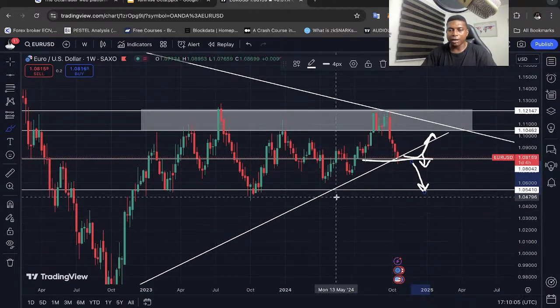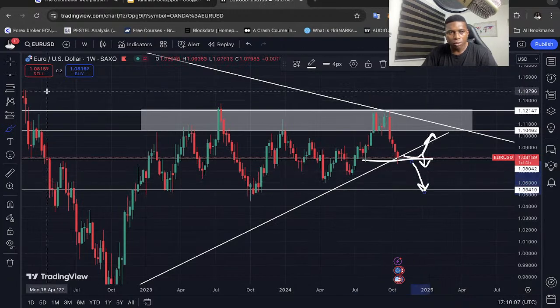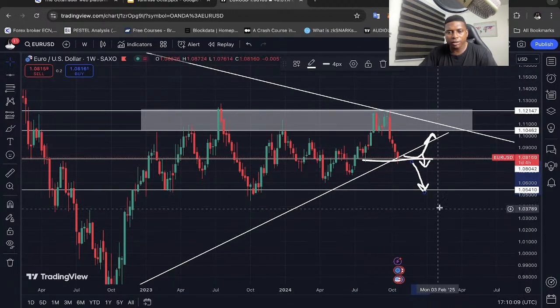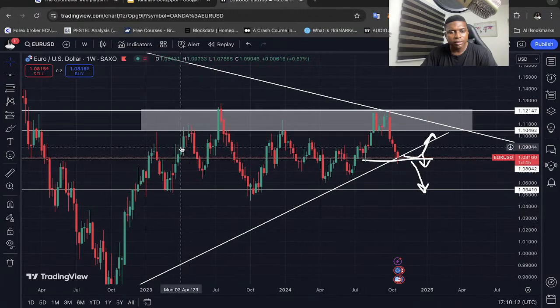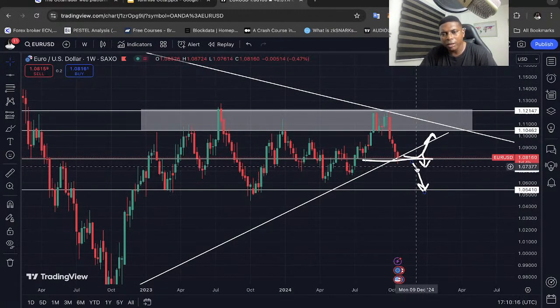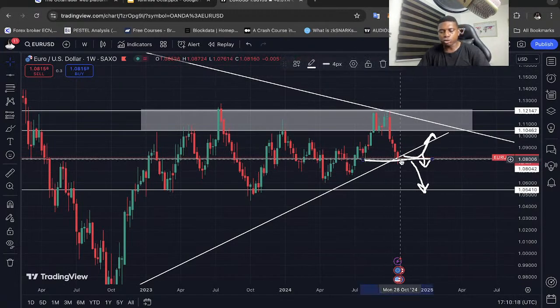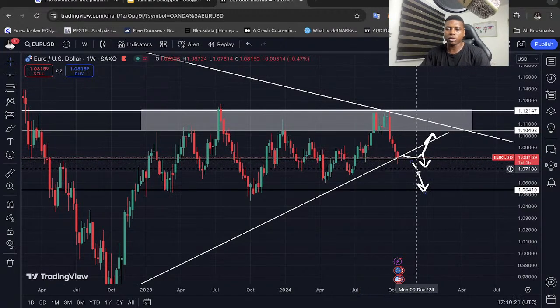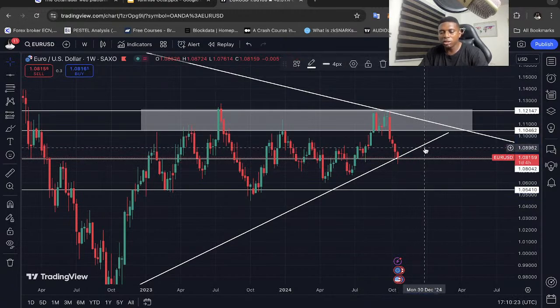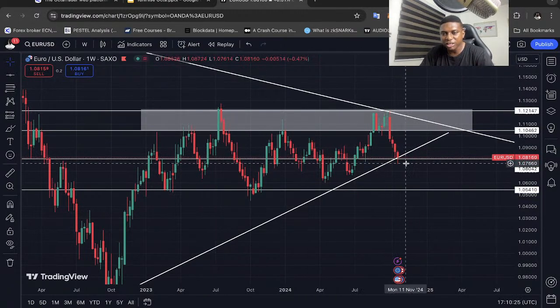Okay, and now when we see this, there are two things we can actually do. One is to see what the lower time frame is saying, because the lower the time frame, the clearer we can see what's actually going on.